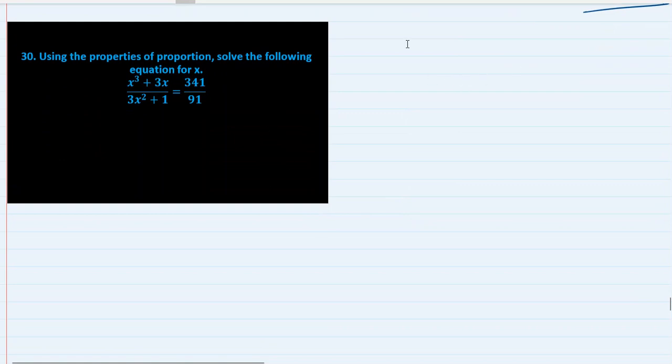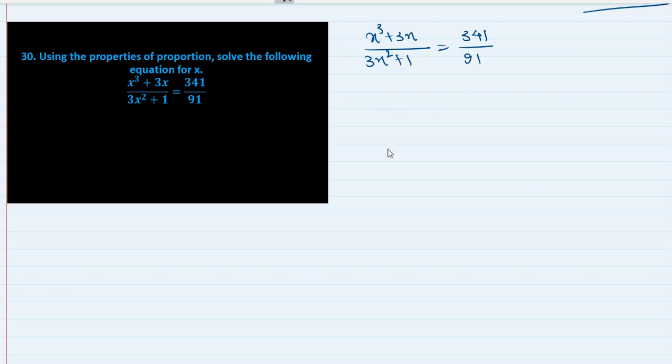Using the properties of proportion, solve the following equation for x. Now they are emphasizing that we have to use the properties of proportion. Okay, so what property can we use over here? Okay, let's see. We have to find the value of x, that is for sure. So x cube plus 3x upon 3x square plus 1 is equal to 341 upon 91.